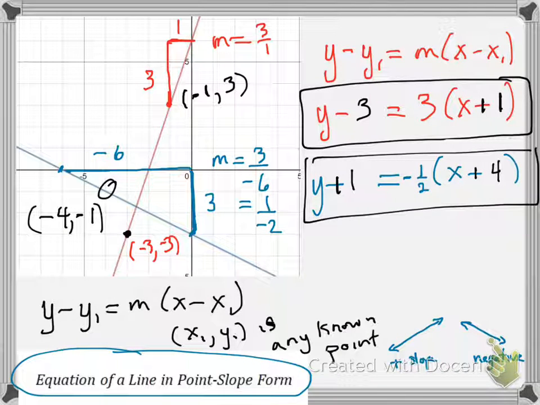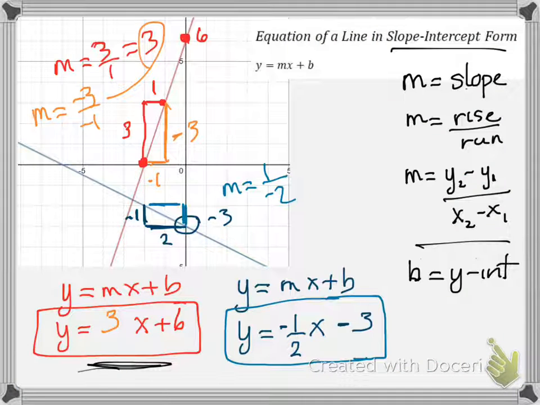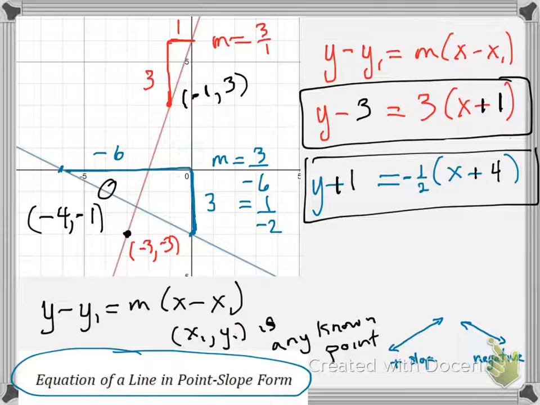Like I showed you with the red one, I could have chosen a different point to plug in. It would look different, but it would still be the equation of the same line. I could take that and multiply it out, and I could end up back with this equation, y equals negative 1/2 x minus 3, and it would still be an equivalent equation.